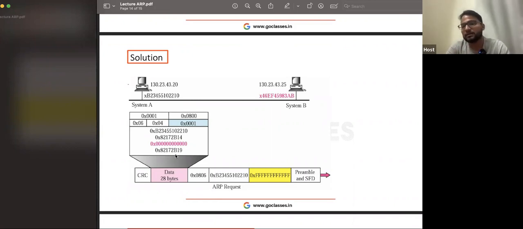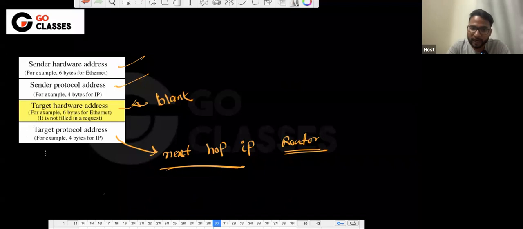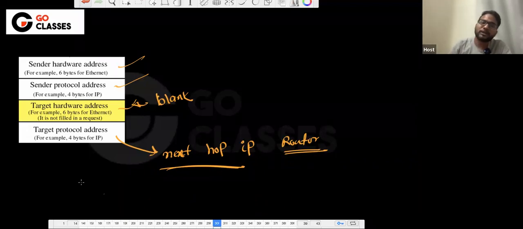So basically, if both are in the same network, then the IP address I will be putting is the IP address of this B only. If both are in different networks, then I need to know the MAC address of the router. So that's why I will be putting the IP address of the router. It depends on which device's MAC address I want to know. If I want the router's MAC address, then I put the router IP. If I want the host's MAC address, then I put the host IP, right? Okay.